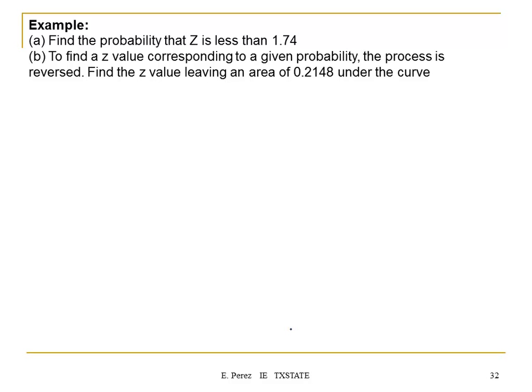Okay, so let's start with this one. Find the probability that Z is less than 1.74. So use the table to find out that probability. So you have two sheets or two tables basically. One corresponds to the negative values, the other one corresponds to the positive values. We're trying to find for 1.74. So if you go here, oh, it's not showing up.